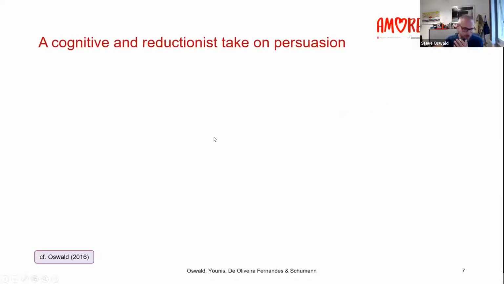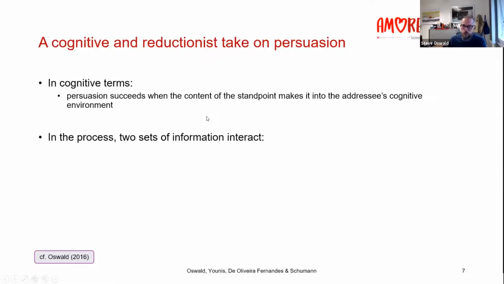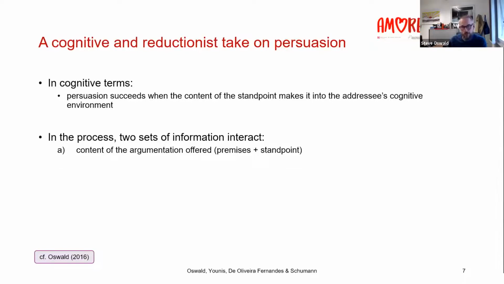All right, so if we think about persuasion in a very reductionist way, in cognitive terms, persuasion succeeds when the content of the standpoint that is put forward by the speaker makes it into the addressee's cognitive environment. And in the case of argumentation, 2 sets of information interact to reach that goal. One is the content of the argumentation that is offered, so what the speaker tells you, his or her premises and the standpoint.